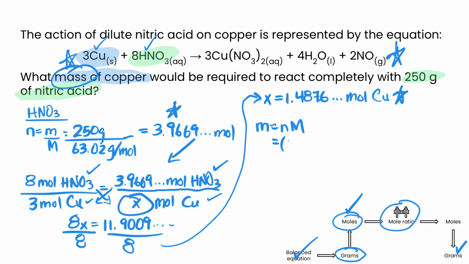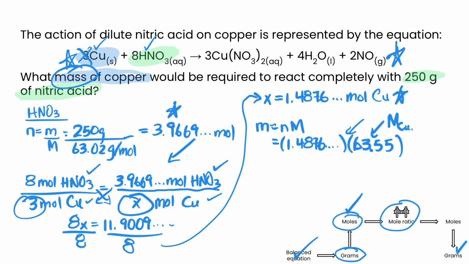So we've got our 1.4876 moles. And then the molar mass of copper is 63.55. Now be careful here. This is the molar mass of just one single copper, okay? Do not include the 3 in here again because you've already used the 3 in your molar ratio, and adding another 3 here would put your answer off by a factor of 3.